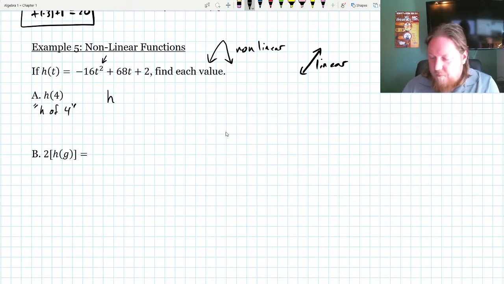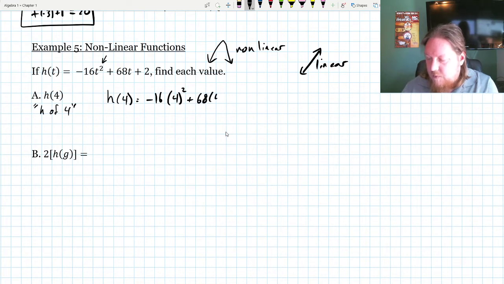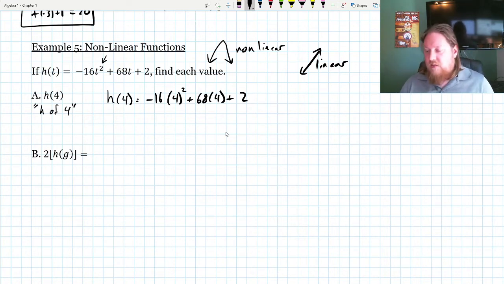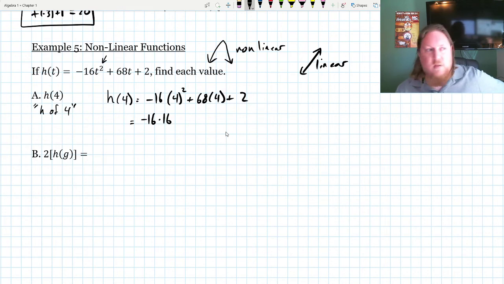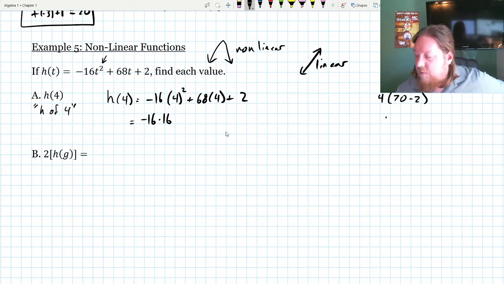So I plug that in. Negative 16 times 4 quantity squared plus 68 times 4 plus 2. And with this problem, I'm just going to now evaluate the right-hand side's expression. 4 squared is 16. 68 times 4, let me do a little side note here. That's 4 times 70 minus 2. 4 times 7 is 28 minus 8.